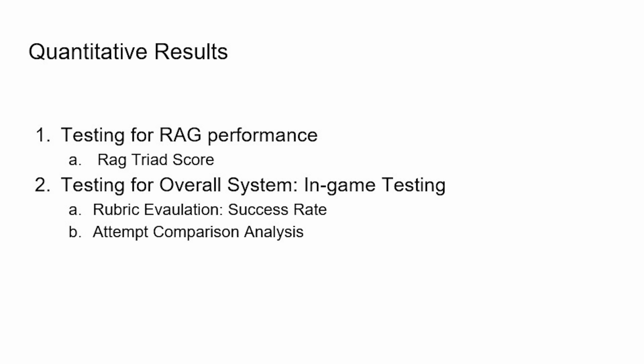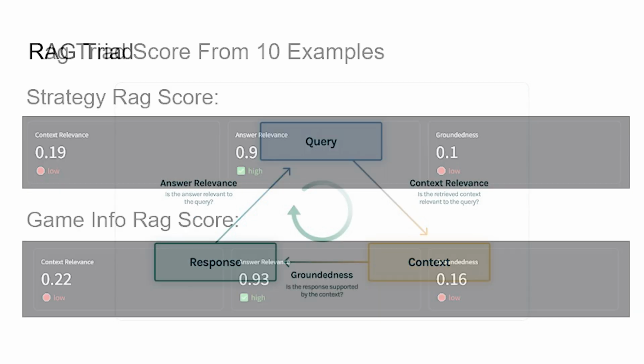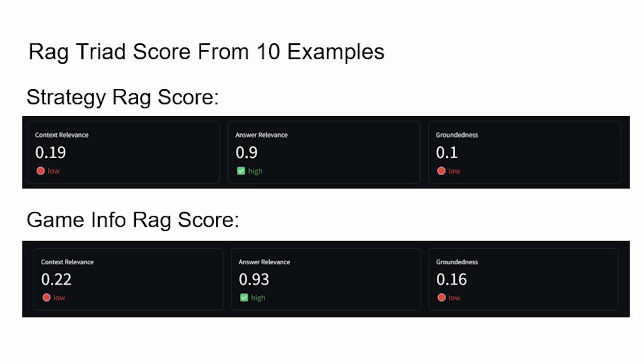So our quantitative testing focuses on 2 key areas, the rec performance and the overall system performance. And this is the rec triad. It has 3 key elements: the query, the retrieved context, and the response. This matrix between each pair evaluates the relevance between each pair to ensure the overall quality.